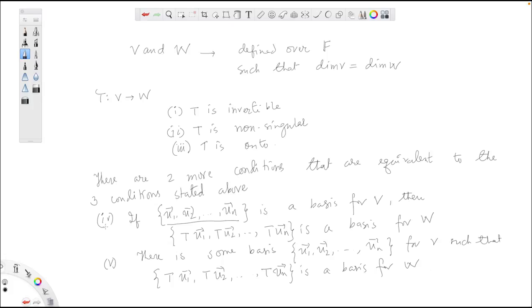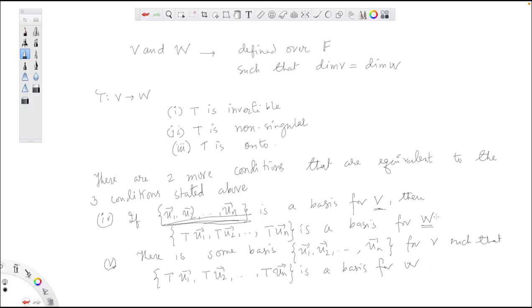Okay. So the only difference between 4 and 5 is that 4 does not state the existence of such a basis of the vector space V, whereas 5 does. 5 tells us that there always exists such a basis of V, so that T applied to each vector of that set will be an element in the basis of the vector space W.